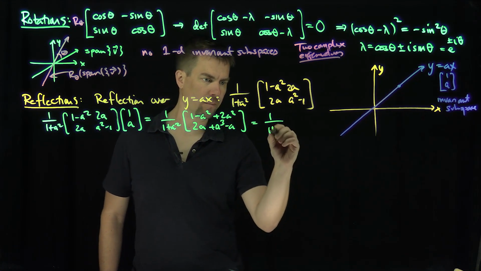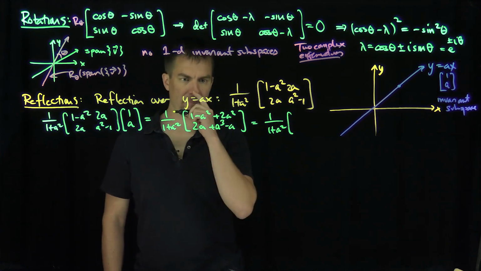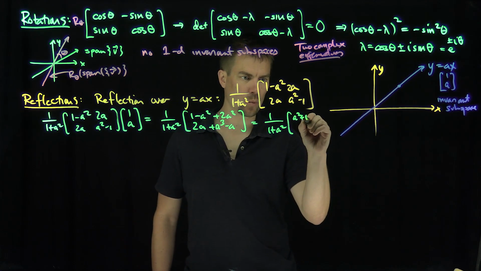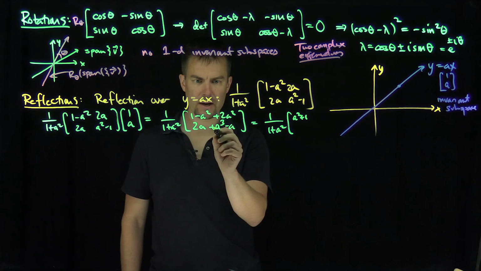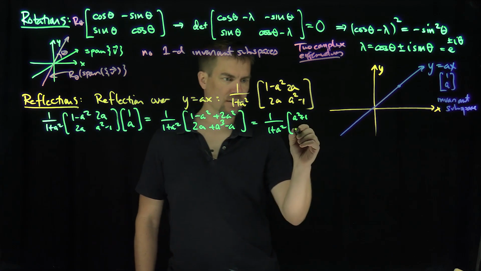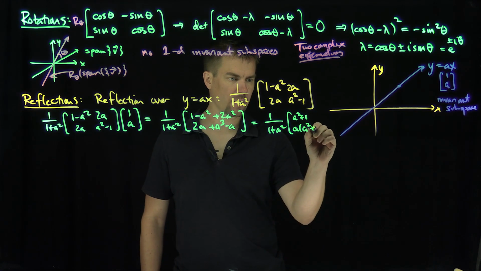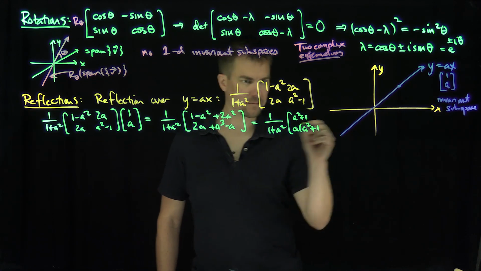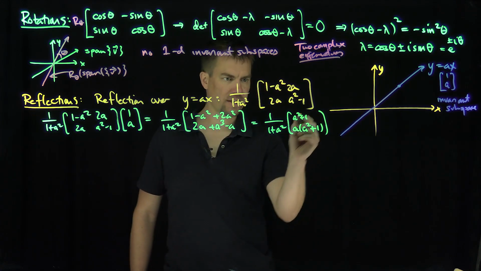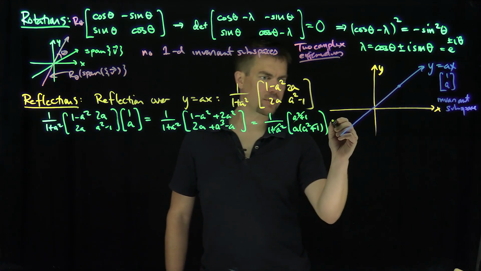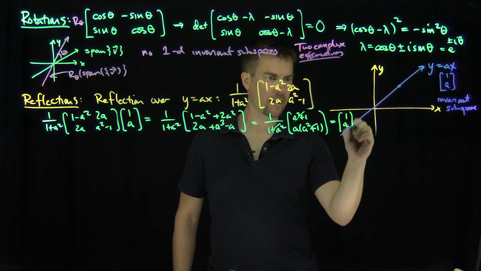So this is 1 over 1 plus a squared. And what's on top over here is a squared plus 1. And what's on the bottom is a cubed plus a, so that's a times a squared plus 1, right? Excellent. So the a squared plus 1's cancel out. And this is just equal to (1, a), okay?